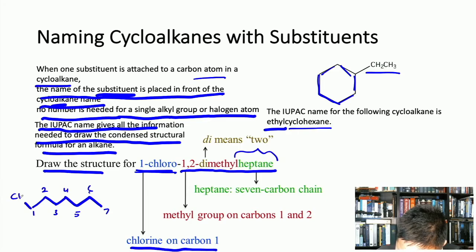Right? As a substituent. And then 1,2-dimethyl means there are 2 methyl groups, right? 2 methyl substituents at the 1 and 2 carbons. It's a very busy carbon there.